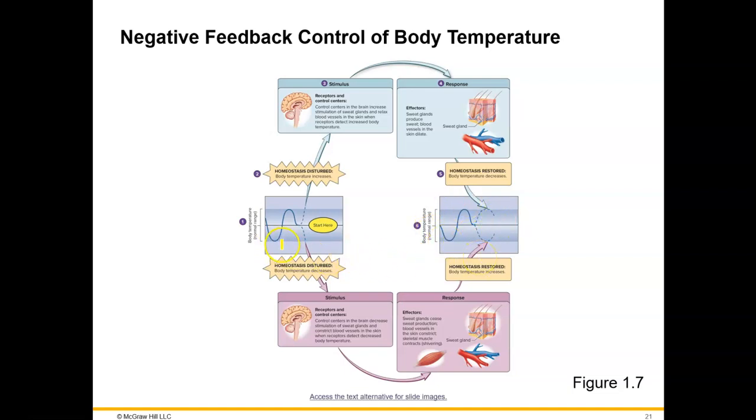Now, what if you become too cold? Your body temperature decreases. Well, the control center is the same. The control center is still the hypothalamus in the brain, and it will decrease stimulation of the sweat glands. It will cause the blood vessels not to relax and dilate, but to constrict. And that kind of holds in the heat. When the blood vessels constrict or tighten up, it holds the blood in and it holds the heat in.